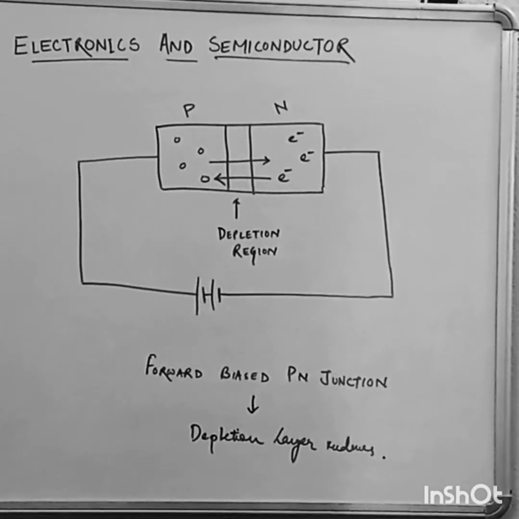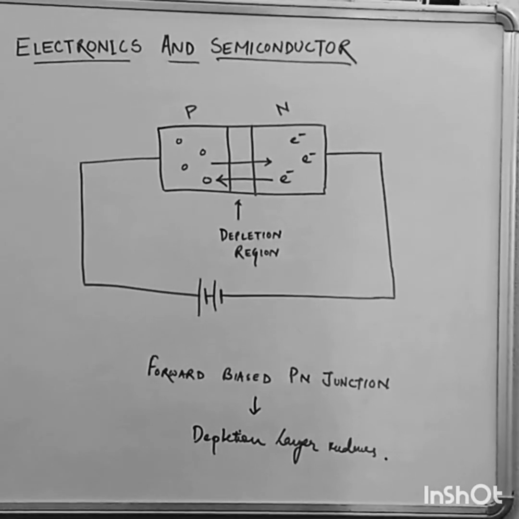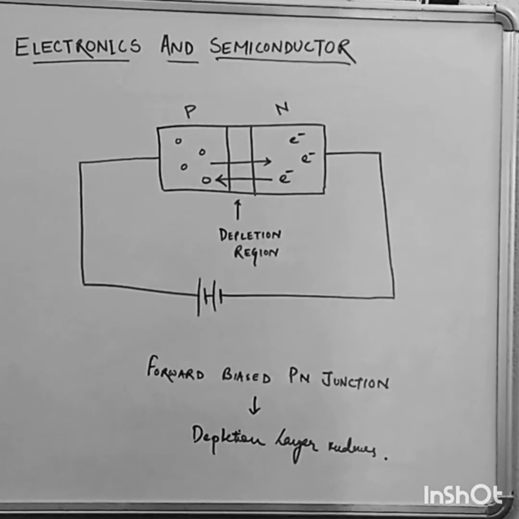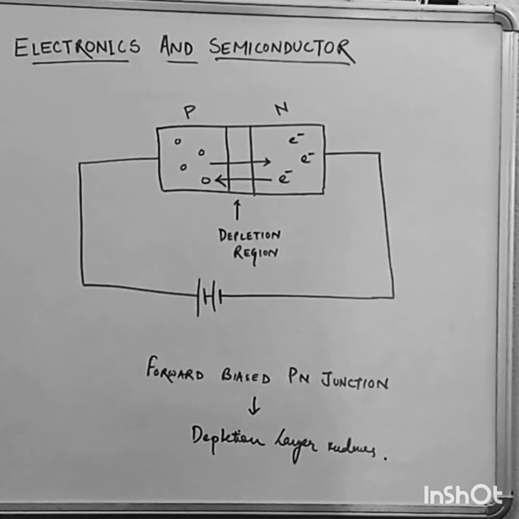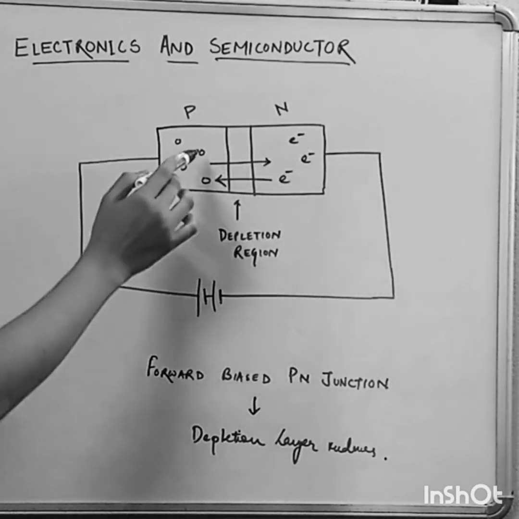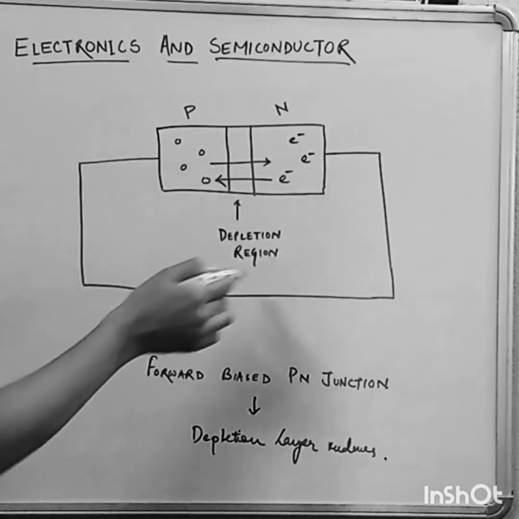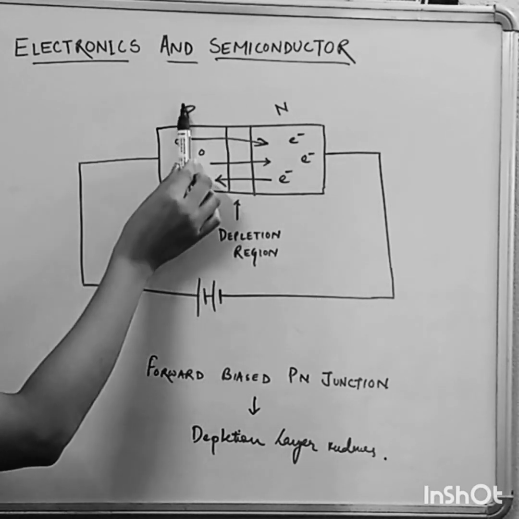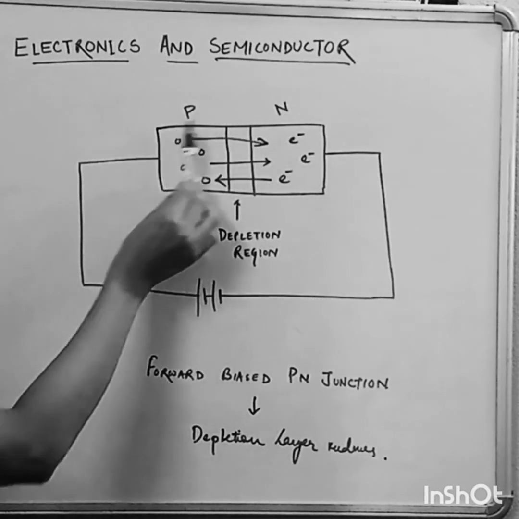The figure you're seeing here is a forward biased p-n junction. Here I have connected the p region to the positive terminal of the battery, and the n region to the negative terminal of the battery. Because of this condition, the holes in the p region will move towards the n region passing through the junction. Why? Here there is a negative terminal, and the positive holes will be attracted towards the negative terminal of the battery, so they will try to move to this side.